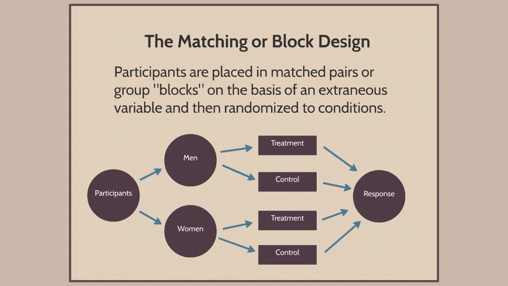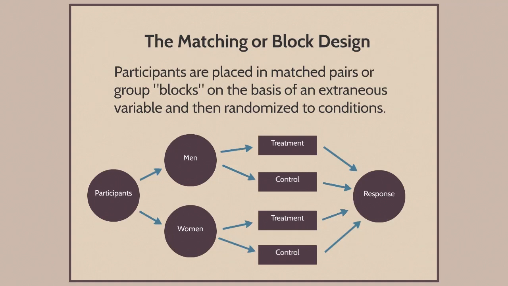I can divide on gender, so I have men and I have women, and then I can separately assign to treatment and control condition for men and treatment and control condition for women. What will that get me? That will get me a treatment that has men in it, a treatment that has women in it. It will get me a control that has men in it and a control that has women. So I have made sure that not all the men are in the treatment condition and the women in the control, or vice versa. I have randomly assigned after splitting into these two conditions.